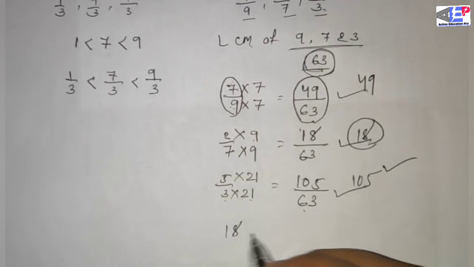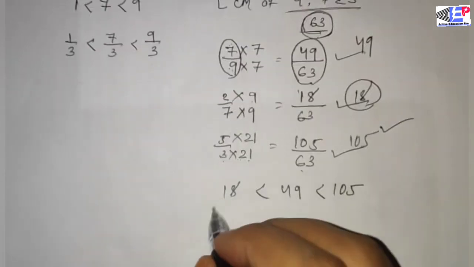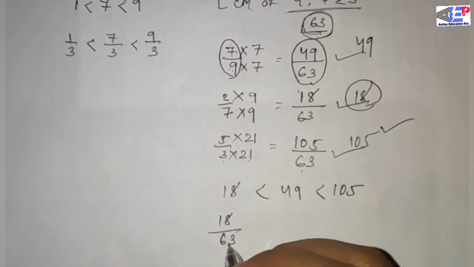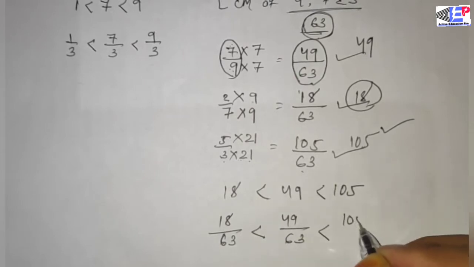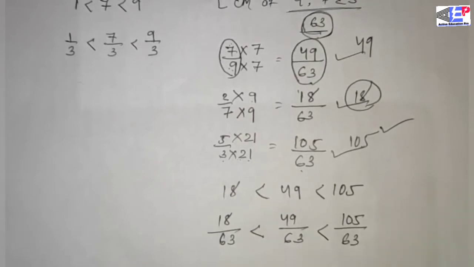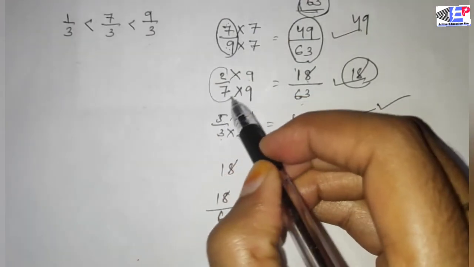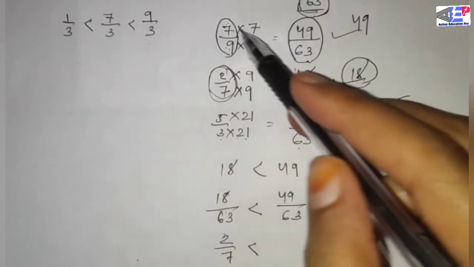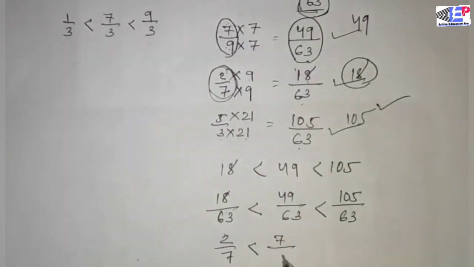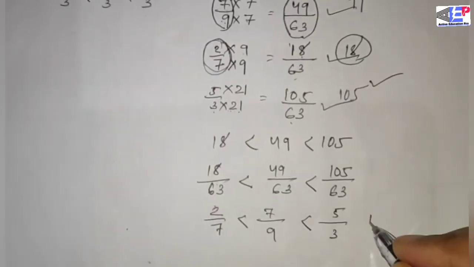So you can write here 18 less than 49 less than 105. Then write here 18 by 63 is smaller than 49 by 63 and 105 by 63. Now you can write the original values given in the question. Means 18 by 63, the original value given in the question, is 2 by 7, which is less than 49 by 63, this is 7 by 9, and then 5 by 3. So now this is your answer.